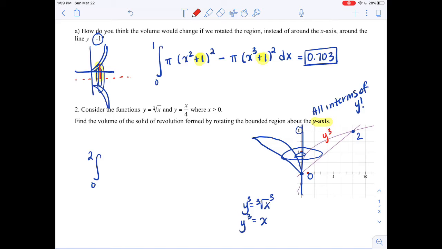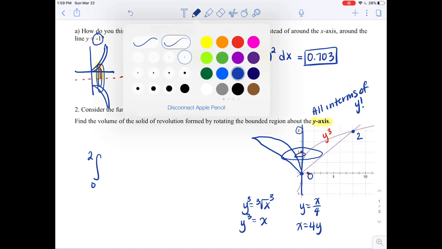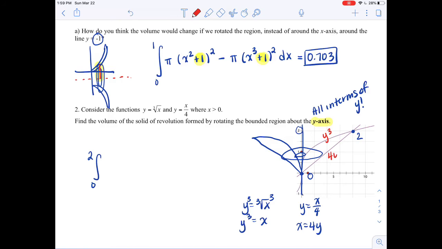One of these functions is y cubed. Maybe I'll put them in a different color. This function here is y cubed. And then the other one was y equals x over 4. Cross multiply, this comes out to be x equals 4y. So that means the other function we're dealing with is 4y.